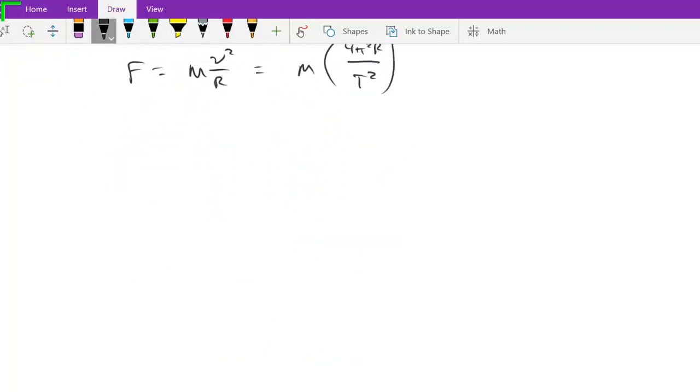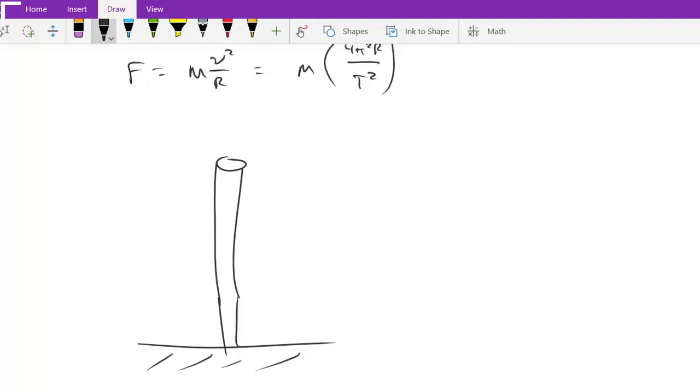We could also have something like maybe a tetherball. So here we have this pole in the ground, and then let's say there's a ball attached right here, and let's say that this is going around in a circle. Now it's going around, and this rope has a length of L, okay?